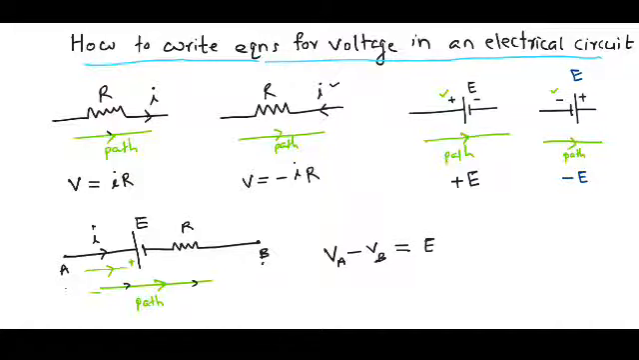Then, while going, we meet the resistor R, and the direction of the current and the path are both along the same direction. Therefore, I have to write this as plus I into R. In this way, we can write the equation for the voltages.